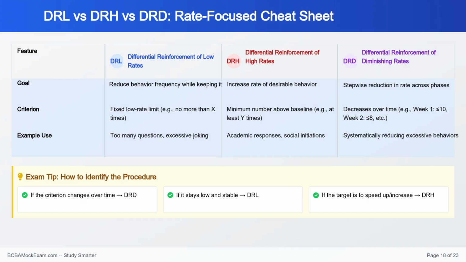The exam tip box at the bottom tells you exactly how to pick the right one. If the criterion stays low and stable, that's DRL. If the criterion gradually decreases, that's DRD. And if the goal is to speed up or increase behavior, that's DRH. Memorize this logic, and when you see those time-based or frequency-based rules in a vignette, you'll instantly know which DR procedure the exam is testing.